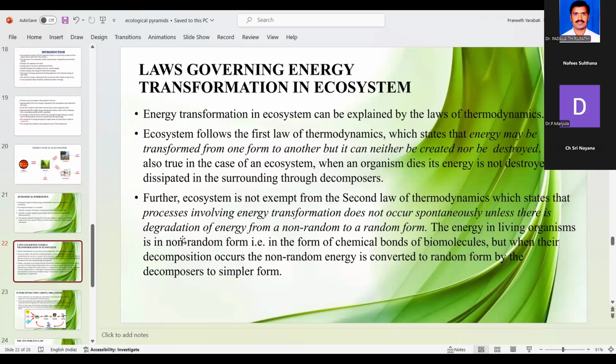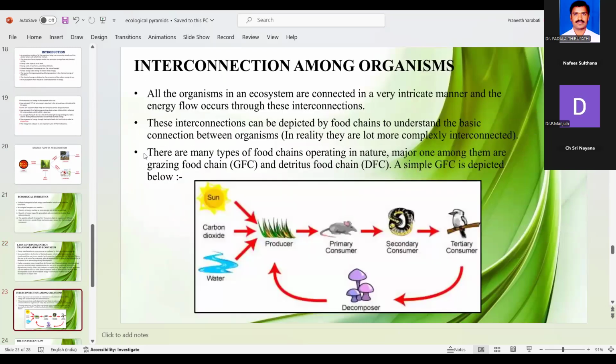So the energy in living organisms is in a non-random form, that is, in the form of chemical bonds of biomolecules. But when their decomposition occurs, the non-random energy is converted into a random form by the decomposers into simple forms. So it follows two laws.